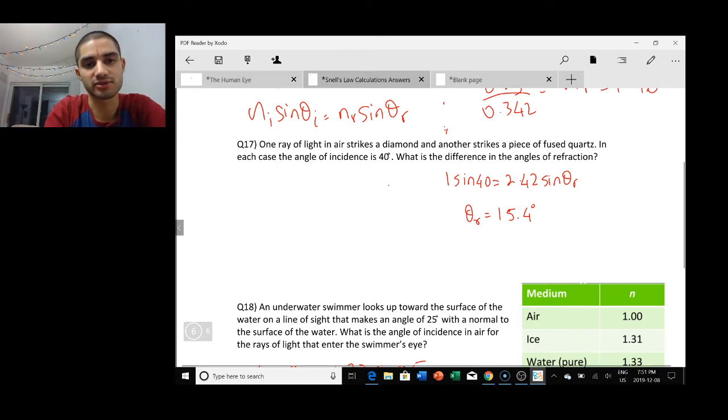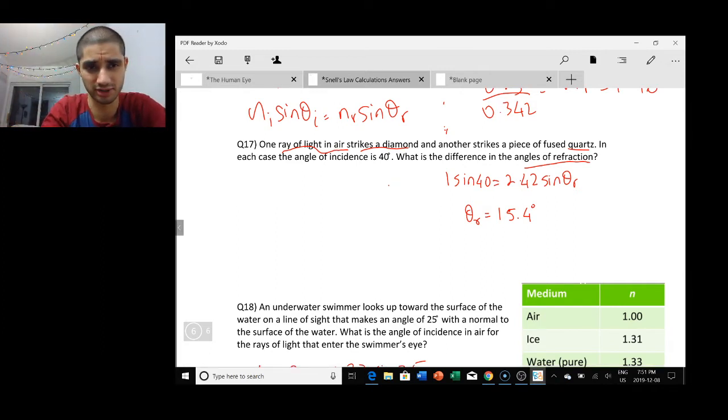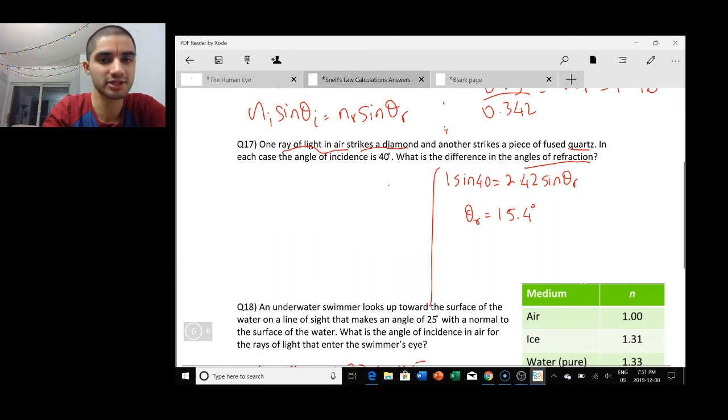Okay, one of these questions. One ray of light in air strikes a diamond and the other strikes a piece of fused quartz. In each case, the angle of incidence is 40. So this is like a double question where you have to apply the formula twice, but we're only going to do it once because I'm not going to ask you to apply it twice on the test.